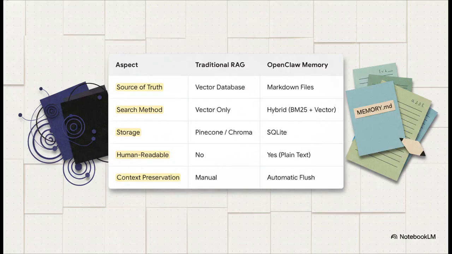And this table really puts it all into perspective. You see, traditional AI memory systems, often called RAG, they rely on these complex vector databases that are basically black boxes. You can't just peek inside. But OpenClaw's source of truth? It's just simple Markdown files, plain text. They are completely human readable. You can literally open up memory.md in a text editor and edit your AI's core memories yourself. This transparent, file-first approach is an absolute game changer because it gives you ultimate control.